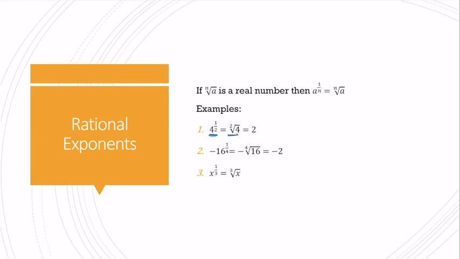So 4 to the 1/2 is the same as the square root of 4, which is 2. If I have negative 16 to the 1/4, that's the same as the negative 4th root of 16, which would be a negative 2. If I have x to the 1/3, that's the same as taking the cube root of x. If I have 2 to the 1/5, that's the same as taking the 5th root of 2. If I have the cube root of 7, that's the same thing as 7 to the 1/3. Radicals and exponents that are fractions are going to be interchangeable.